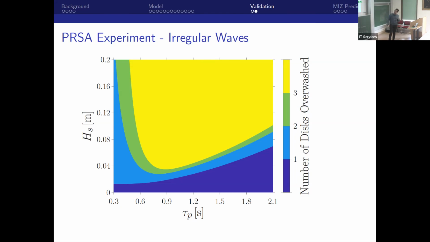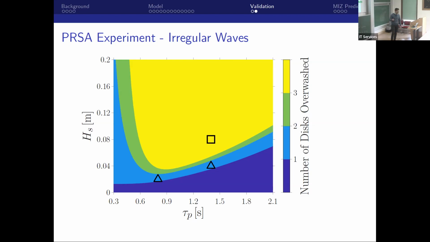So we had 3 irregular wave experiments. 2 of those had 1 disk overwashing, just that first disk. And these sit right in that light blue region corresponding to 1 disk overwashing. So pretty happy about that. And then there was another experiment where all 3 disks overwashed, and that's this experiment here.